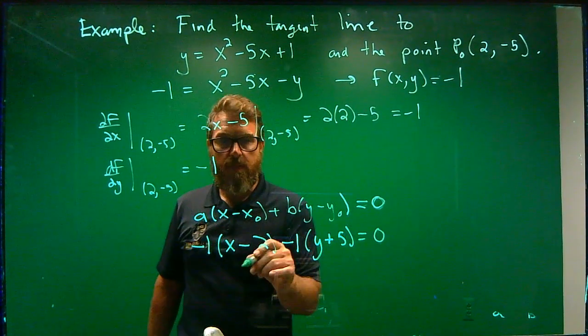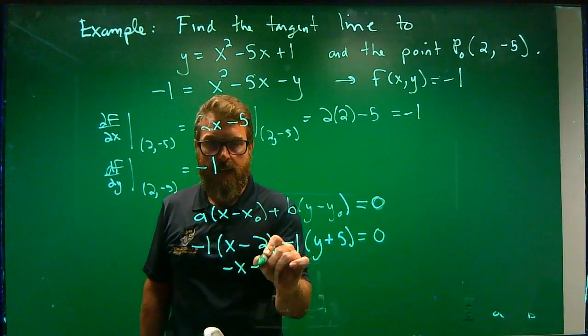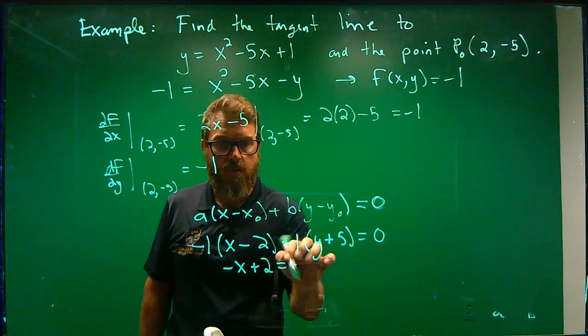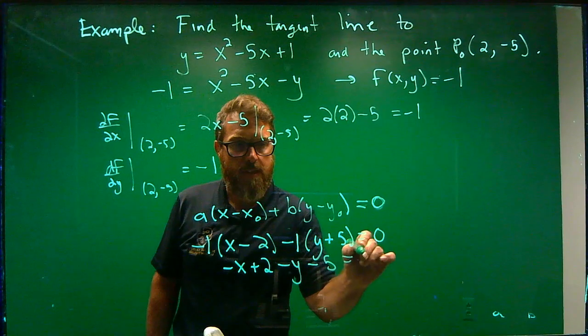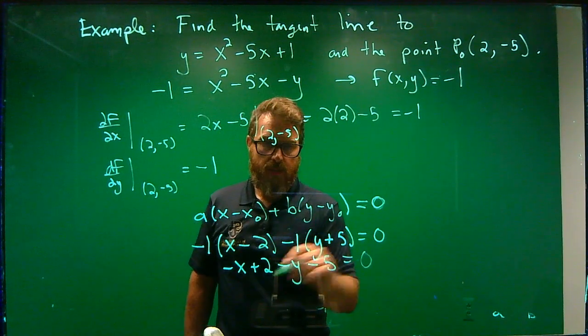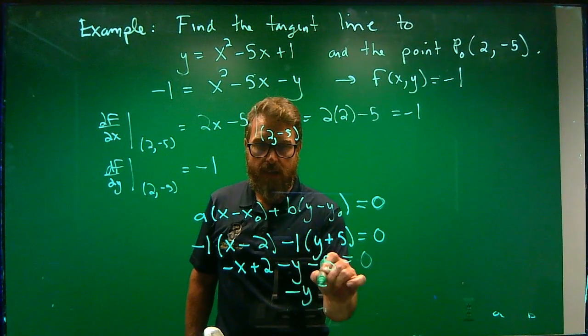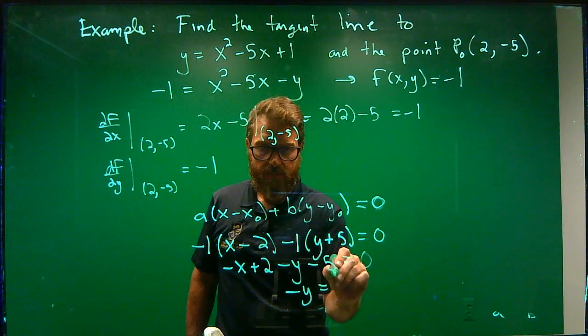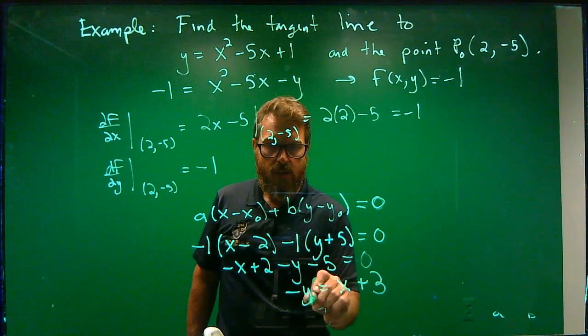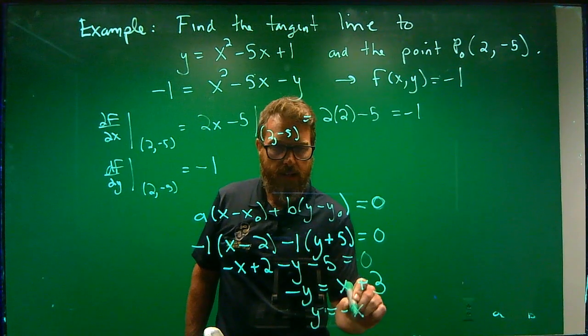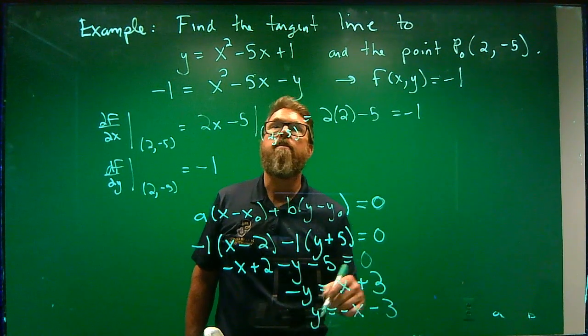So then we can simplify and do this explicitly. So minus (x minus 2) minus (y minus minus 5) is equal to 0. Let's send everything over. So minus y is going to be equal to x. This is negative 3, so the other side is going to be positive 3. So y is going to be equal to negative x minus 3.